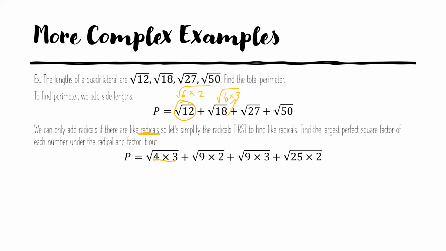Square root of 27, I hope everyone can see that also can be written as the square root of a perfect square times a non-perfect square. It's going to be square root of 9 times 3. And again, we notice that we're going to end up with the same radical. We start to notice a resemblance there.